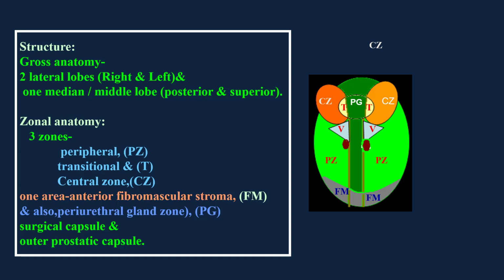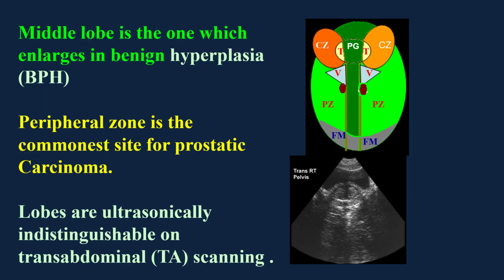The medial lobe is the one which enlarges in benign hyperplasia. The peripheral zone is the commonest site for prostatic carcinoma. Lobes are ultrasonically indistinguishable on transabdominal scanning.